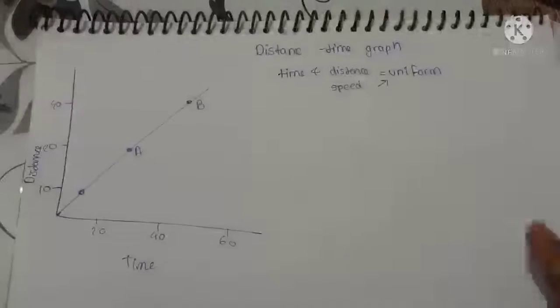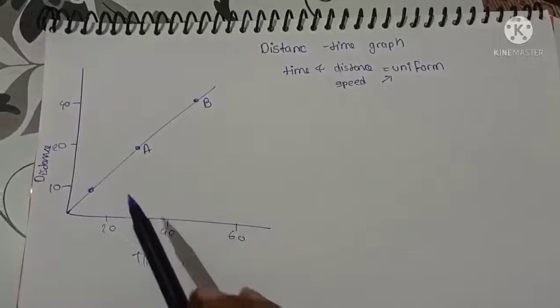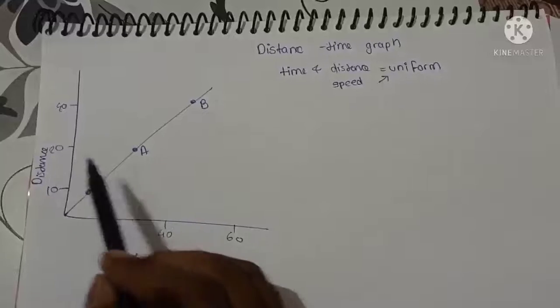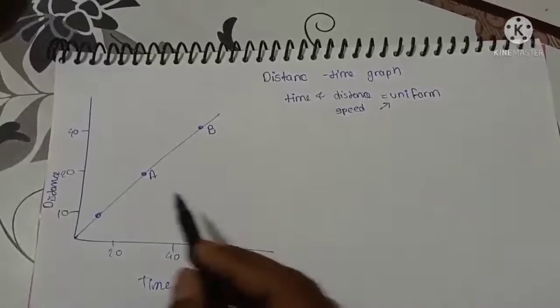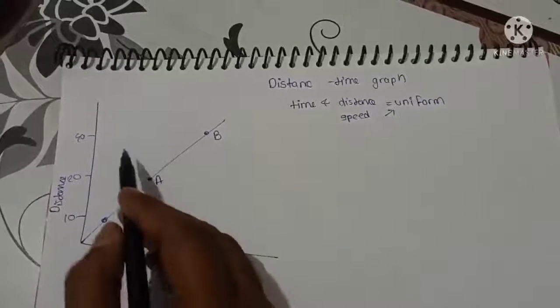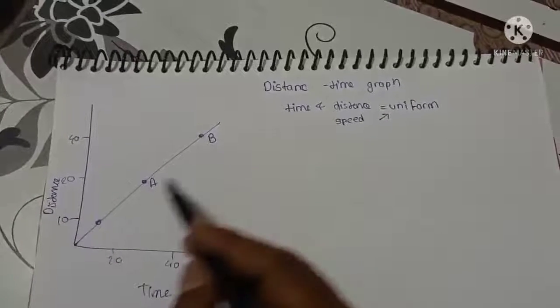We can find the speed individually by doing 20 by 40 and 40 by 60. But how do we find the speed in a particular area, or is it uniform or not?